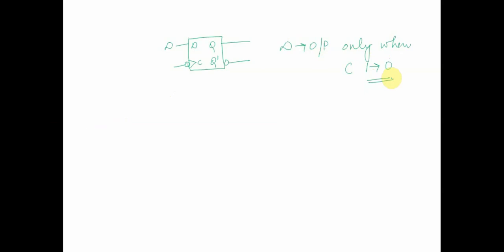Correct? Now, if at all we have to draw a characteristic table for this flip flop, for a positive edge triggered flip flop, whichever we saw, we say the next state Qt plus 1 is equal to D at a passage of C.